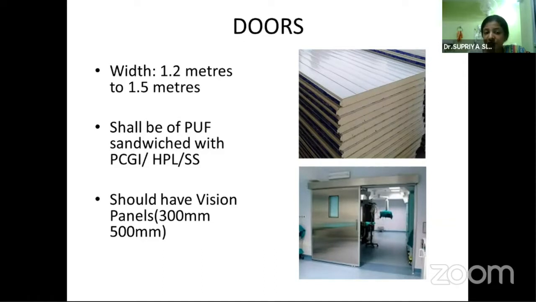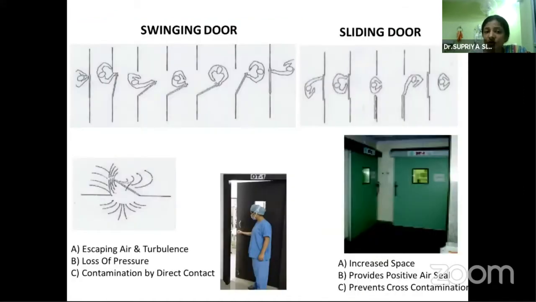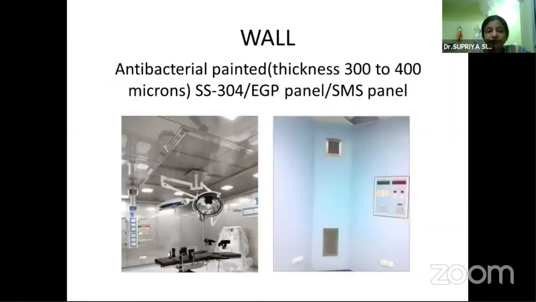Better to have doors of PUF sandwiched with stainless steel or HPL material. Those should be fitted ideally with vision panels to prevent disturbance and staff movement. Ideally to have electrically operated, hermetically sealed doors to ensure better asepsis. Sliding doors are always better than swinging doors, as it saves space as well as it prevents air turbulence.